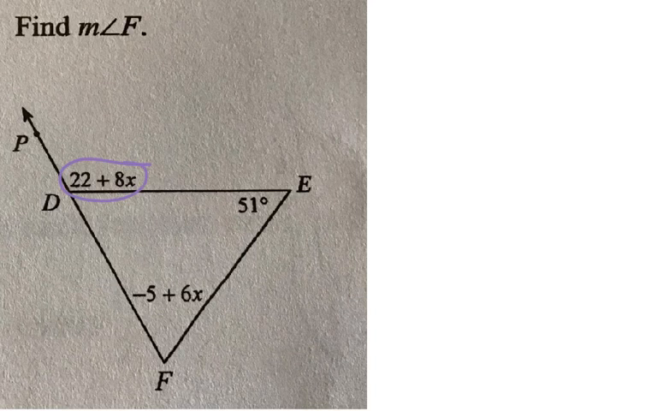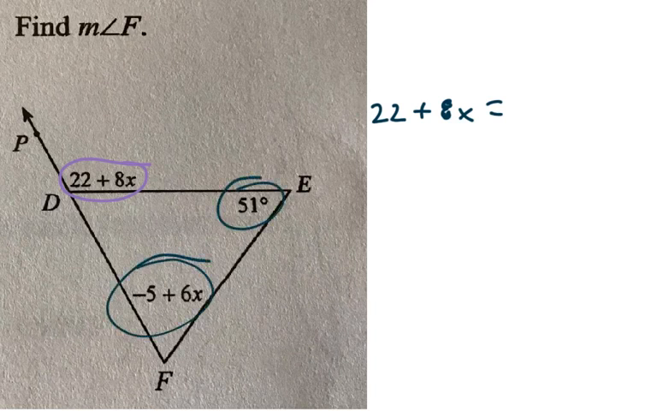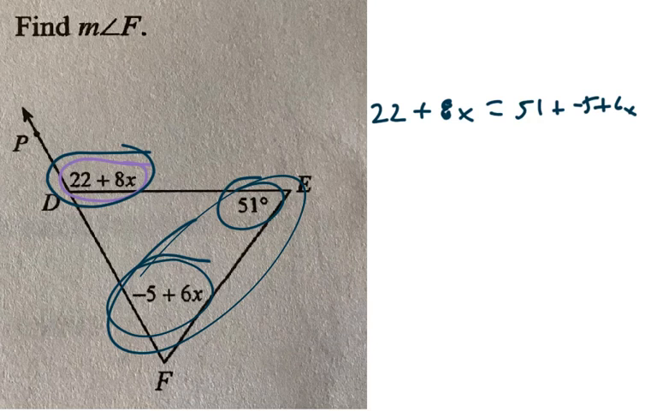Notice the exterior angle is 22 plus 8x. So I'm going to take 22 plus 8x. I know that exterior angle equals the sum of these two angles, so I'm going to take 51 plus negative 5 plus 6x. And that's the exterior angle theorem. Again, the exterior angle always equals the sum of those two angles inside the triangle opposite of it. And so solving this, it's just an algebra problem now.